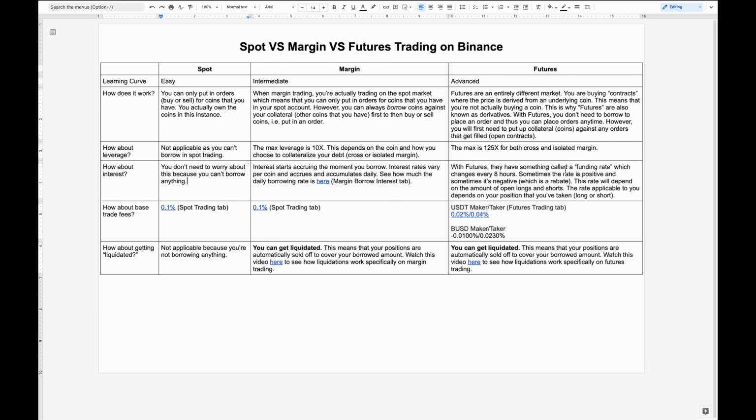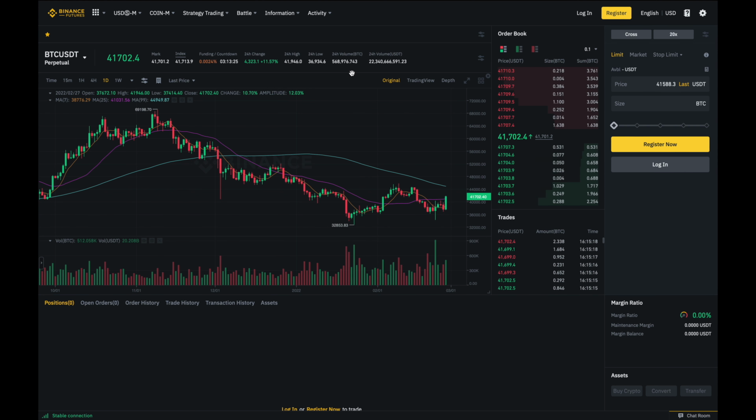Now with futures, they have something called a funding rate, which changes every 8 hours. Sometimes this rate is positive, and sometimes it's negative, which means there's a rebate. This will depend on the amount of open longs and shorts. The rate applicable to you will depend on the position you've taken, whether it's long or short. So if we go back to the futures trading dashboard over here and look at where it says funding and countdown, the countdown means how much time is left in the 8 hours, and this is how much it is for the interest.